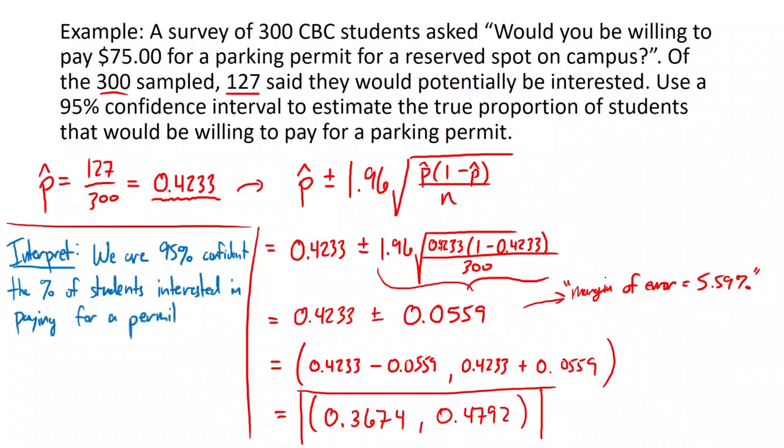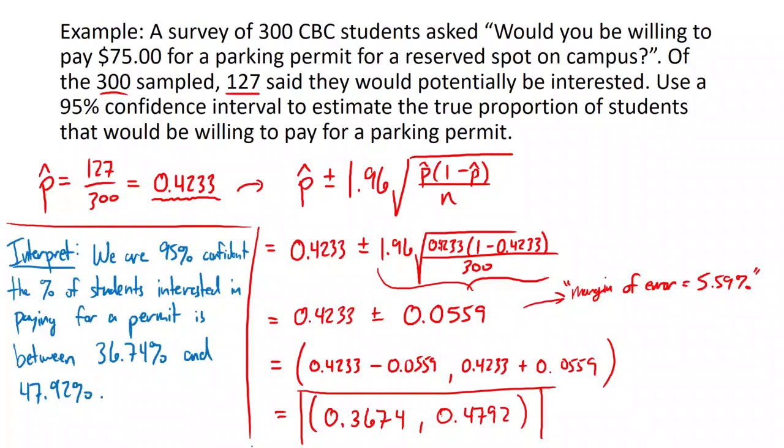So I've told you the confidence I use, and I've told you what I was trying to predict. Then you can report your bounds. So you say, we're 95% confident the percent of students interested in paying for a permit is between, and then you report your bounds. Normally, we would go back to percent form just because that's what people understand better, but you don't have to. But that just makes more sense to a lot of people.